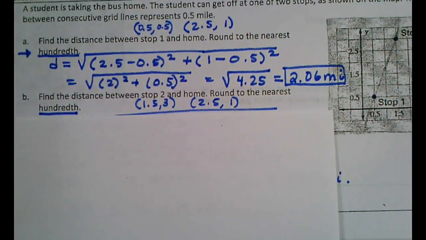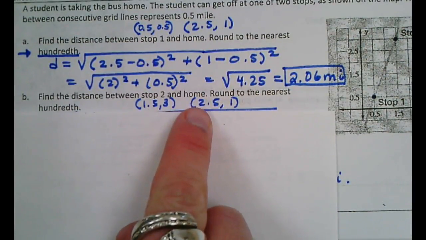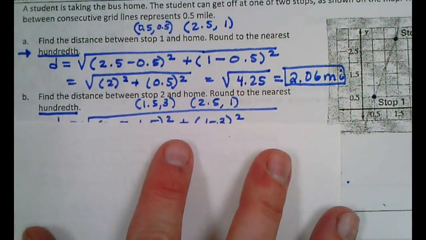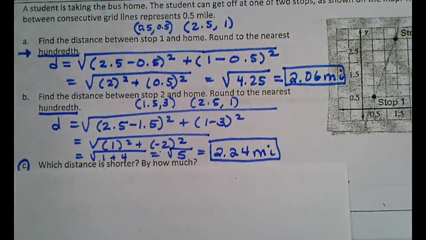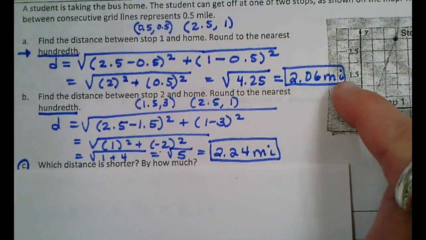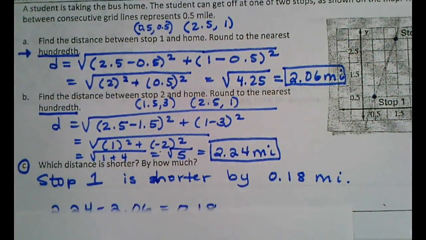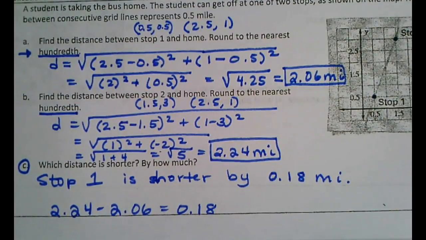All right, check first that you have your ordered pairs correctly. Stop 2 is 1.5, 3, and once again, home is 2.5, 1. So when I round to the nearest hundredth, I found that stop 2 to home was 2.24 miles. Well, clearly, answering part C, I know that stop 1 is definitely closer. They have less time to walk, or less distance to walk. So the distance is shorter at stop 1, and I subtracted those two distances to find that it was shorter by 0.18 of a mile. All right, flip it over to the back side.